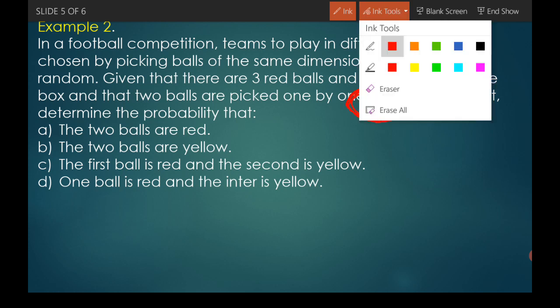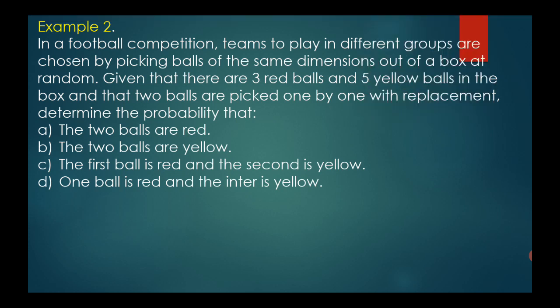So for this case, we can say that we have our box. In that box, we have 3 red and 5 yellow. So when you pick out the first one, the first red, the probability is 3 out of 8. If the first one was yellow, the probability will be equal to 5 out of 8.